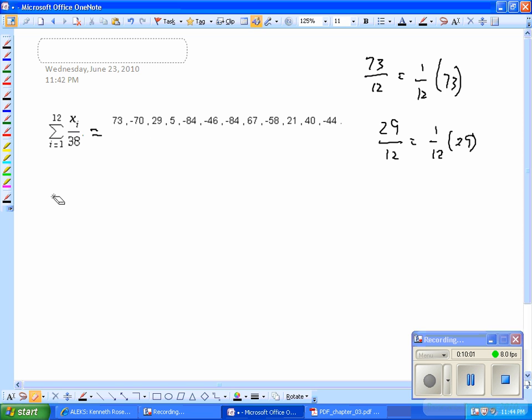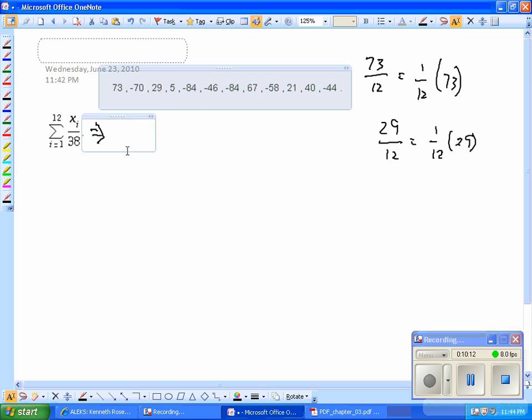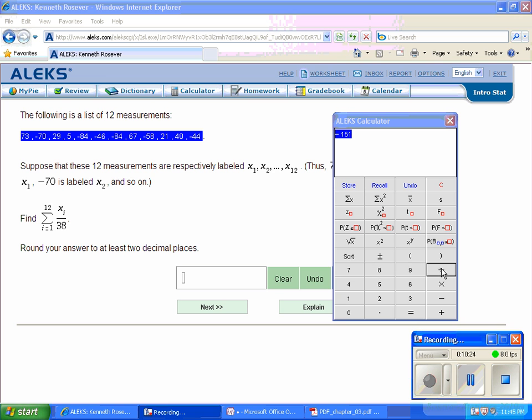So basically, when there's a divisor, just factor it out. This is equivalent to the sum of the x's over 38. Okay? Let me do one more. I'll do that real quick, and I'm almost out of time. Okay, I sum the x's, I'm dividing by 38, and then I get my answer, and I'm going to stop. There we go.